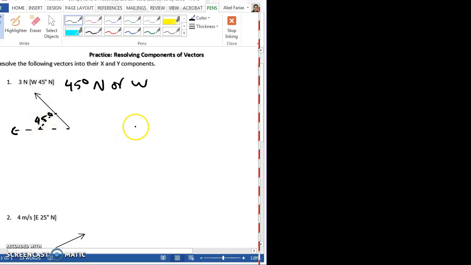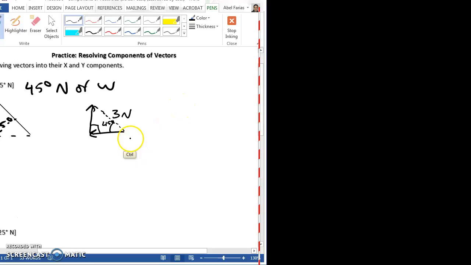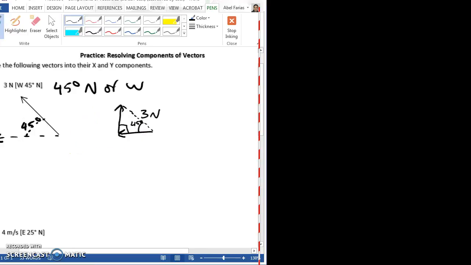So the two components that we're looking at are the x component in the west direction and the y component in the north direction. So these two essentially create a right triangle, where we can use SOHCAHTOA, this being our 45-degree angle, and this being 3 newtons of force. So the way you find these two legs of the triangle is by using SOHCAHTOA.